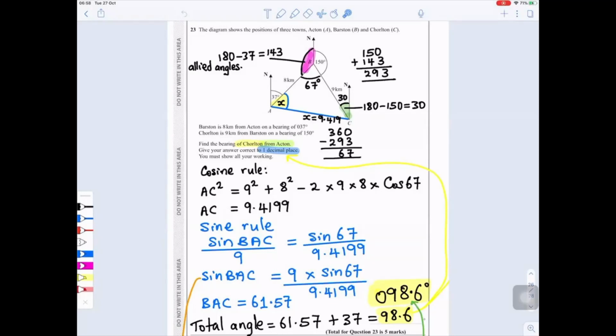If you add 37 degrees to this angle in pink, B, these two angles are what they call allied angles. This line is parallel to this line. So 37 degrees plus B gives you 180. So 180 minus 37 gives you 143. So you know B is 143. You know this other angle is 150. So you add them together and take from 360 to get 67.